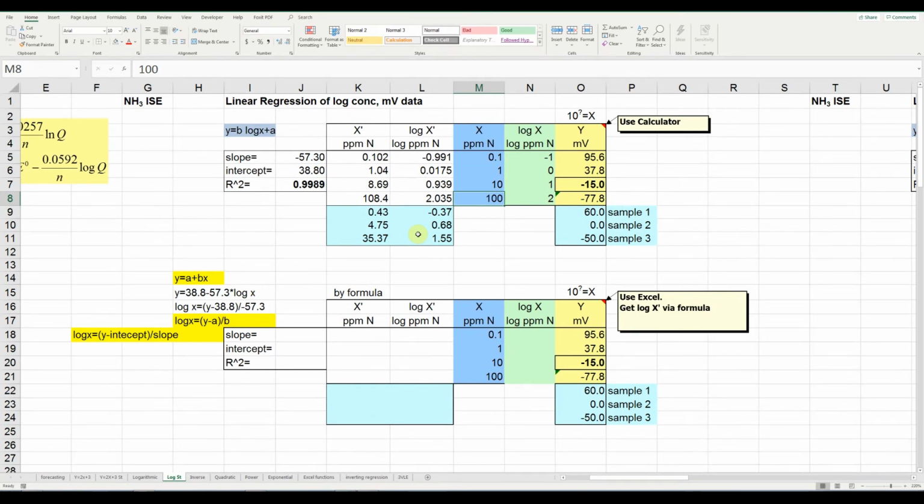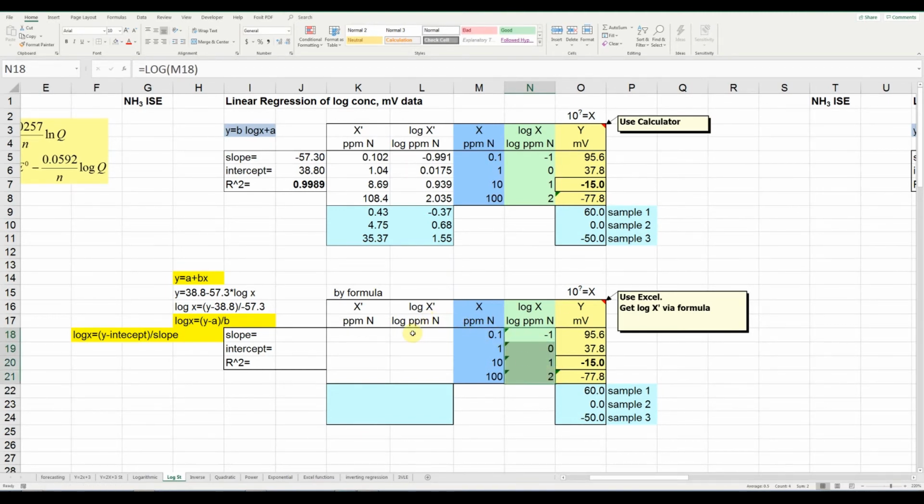Let's do the same calculations, but now we'll use Excel. So we need the log of the concentration values, equals log. There's no difference between log and log 10. It's the same thing. Tab of the concentration, M18, close bracket, enter. I can drag this formula down because I use relative referencing.